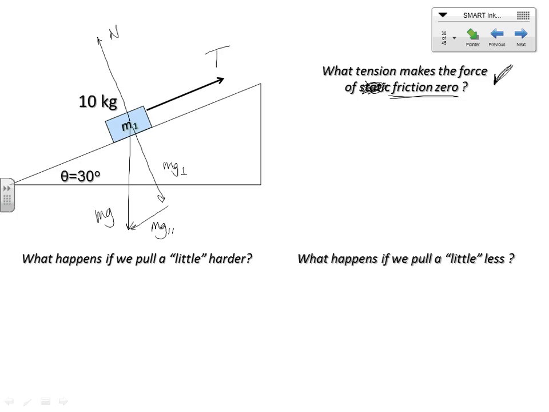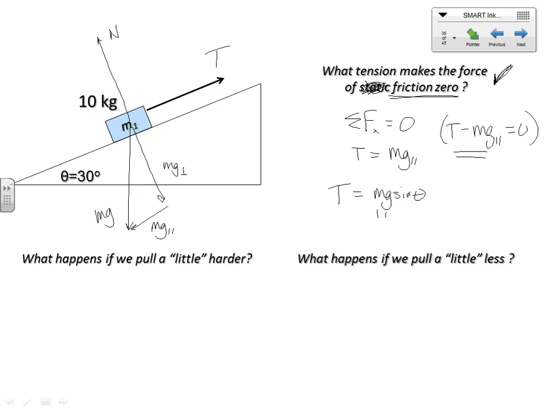So in this case, we're going to say that the net force in the x direction is 0, or that T really equals mg parallel. We skip the step saying T minus mg parallel is 0, that's the net force. So that's pretty straightforward. T, in this case, is mg sine theta. If we use g as 10, mg is 100. The sine of 30 is a half, so that's 50 newtons. Okay?